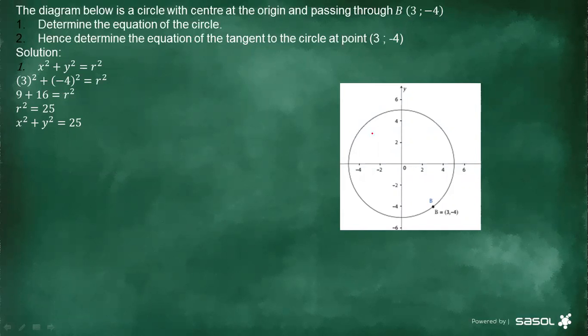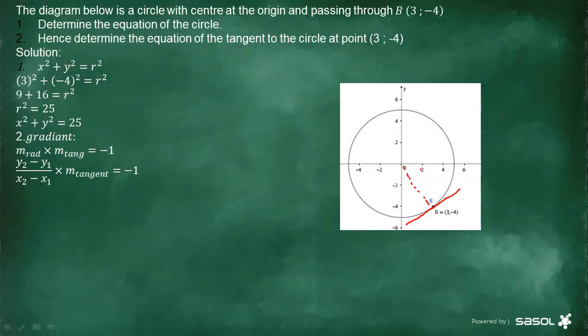Meaning there is a line which we say the tangent is passing through this point. All right. We know that it's always perpendicular to this radius here. So now let's see how to get the gradient. Meaning we're going to say the gradient of the radius multiplied by the gradient of a tangent equals -1. Then let's first determine the gradient of the radius.